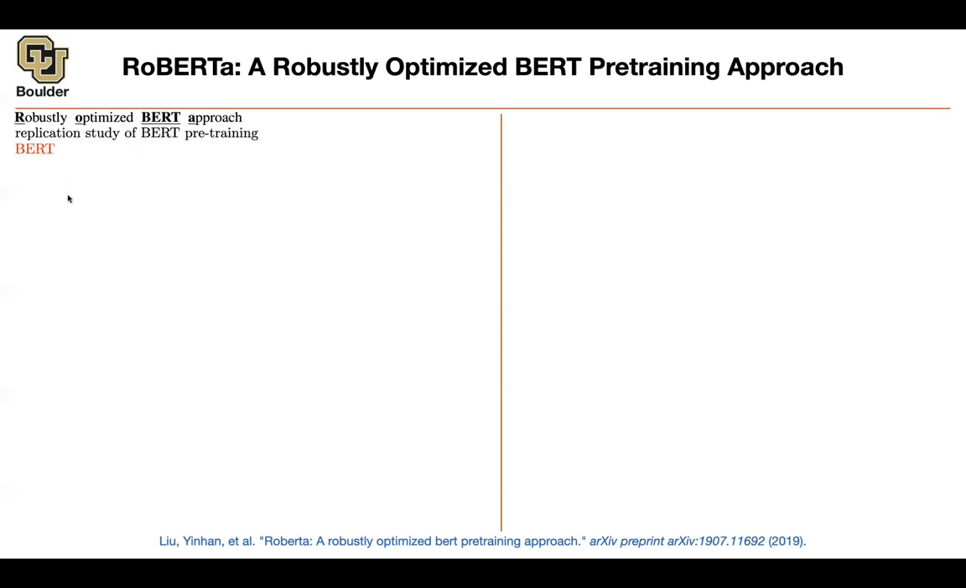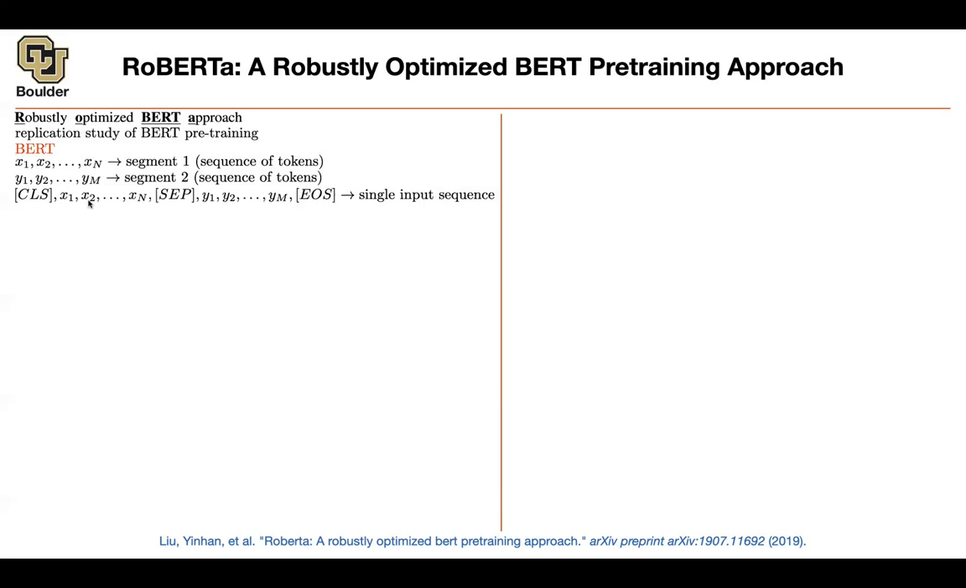Let's recap BERT a little bit. You had a segment, which is a sequence of tokens. It's going to be segment one. Then you had another segment, which was a sequence of tokens. And then what you would do is concatenate them. You put a classification token at the beginning, then segment one, then a separator token, then segment two and an end of sentence token. So these are specialized tokens. And that's going to give you a single input sequence.